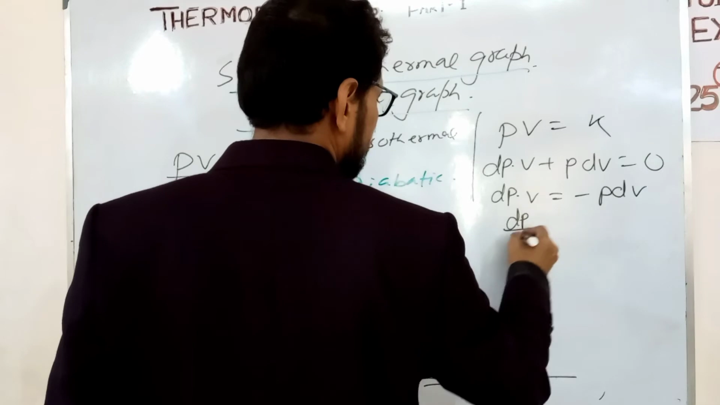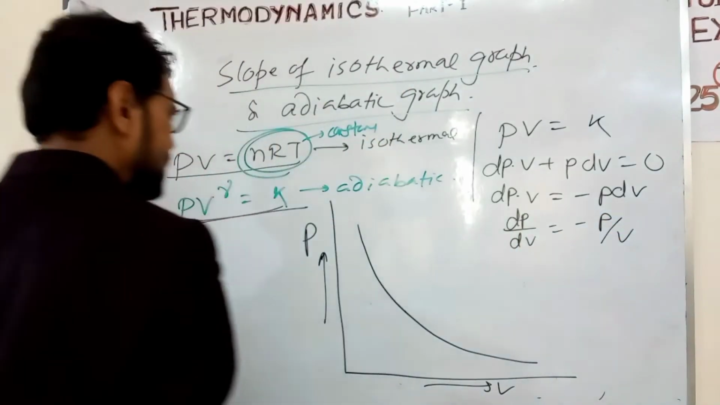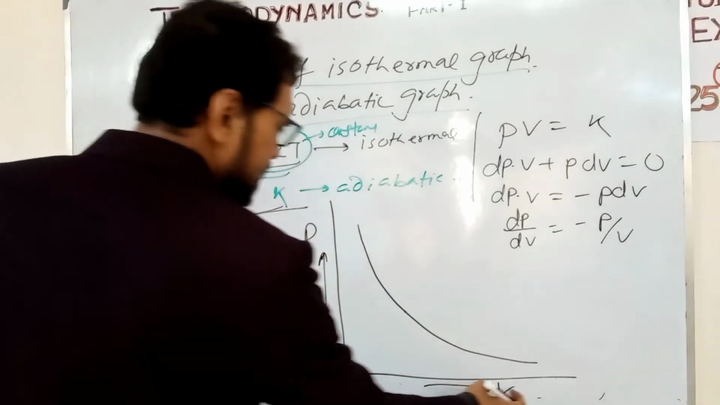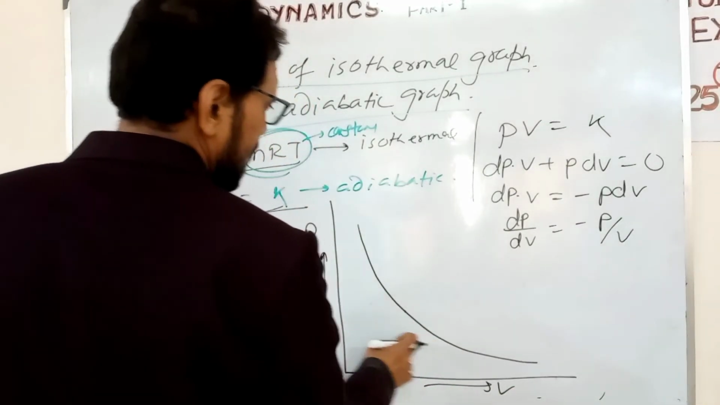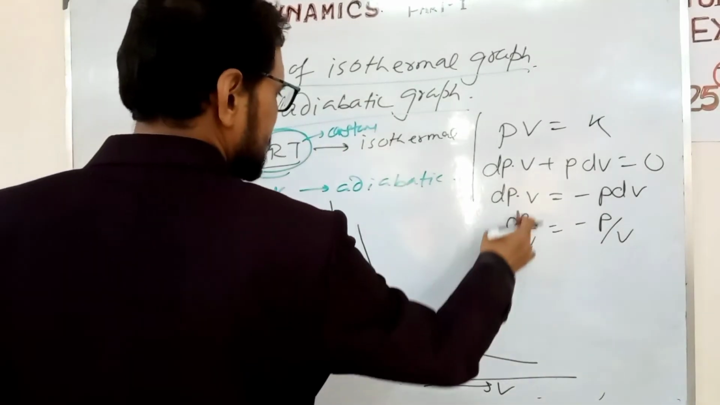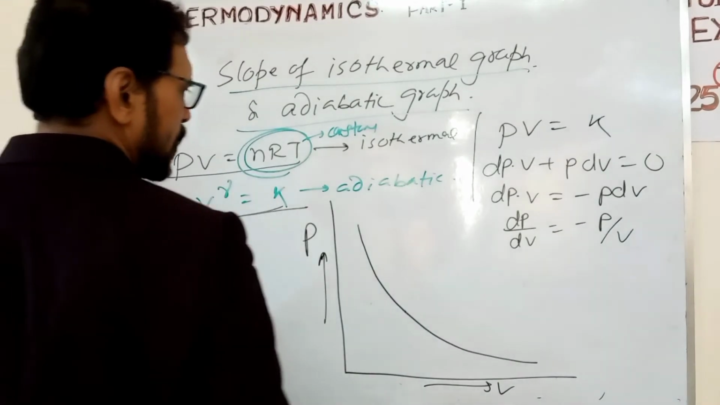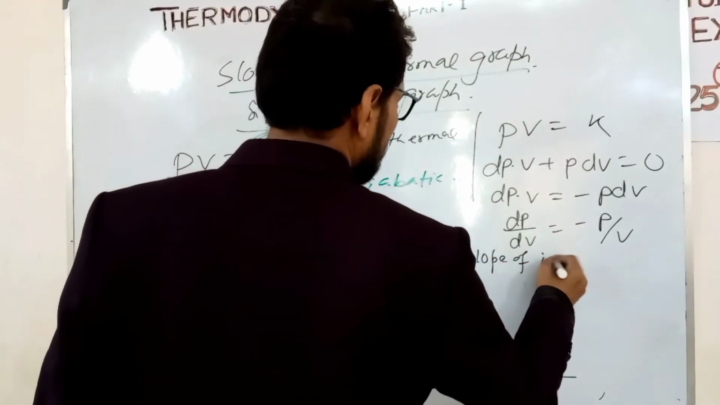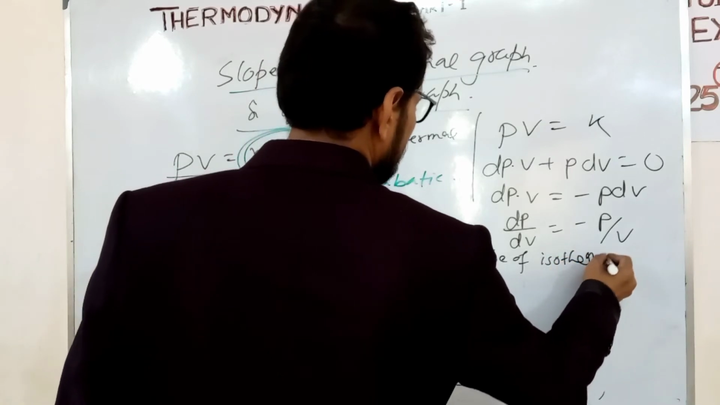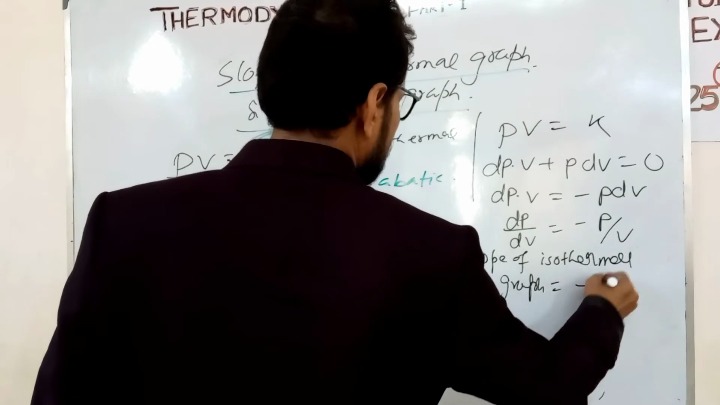Slope equals dy/dx. Here y is P and x is V, so dy/dx is the slope of the tangent of the graph. Here dy/dx means dP/dV, so dP/dV = -P/V. The slope of the isothermal graph is -P/V.